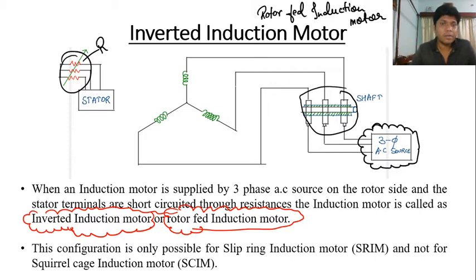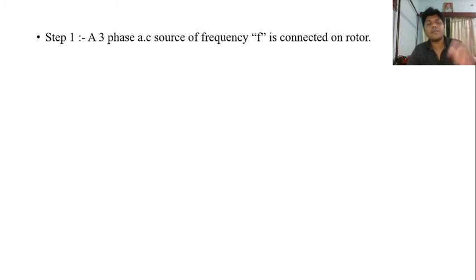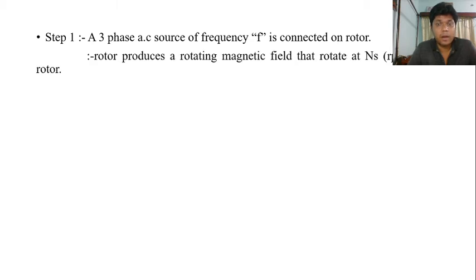What steps are generally followed in the inverted induction motor? Let us see one by one. Step 1: a three-phase AC source of frequency F is connected on the rotor, due to which the rotor produces a rotating magnetic field.